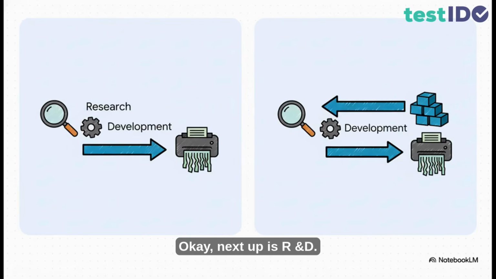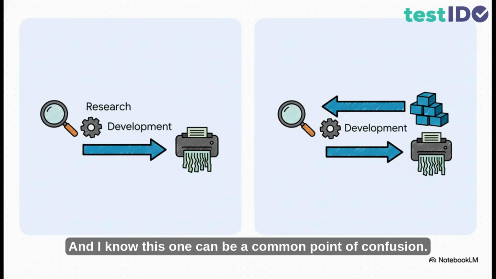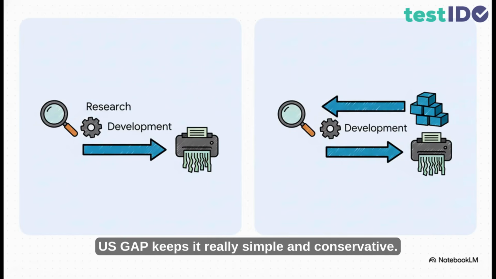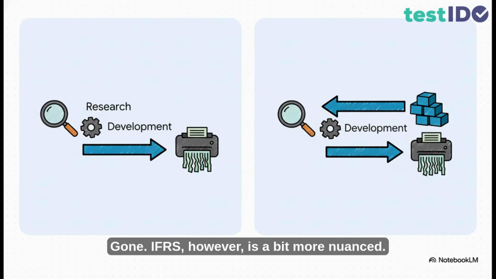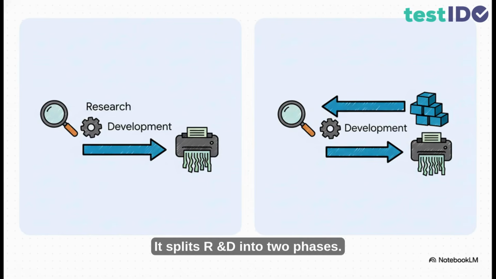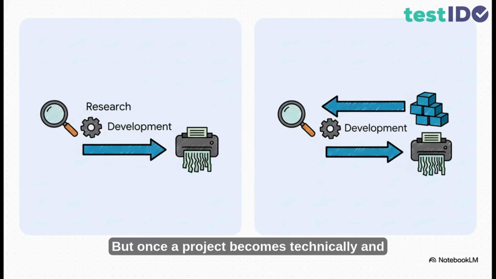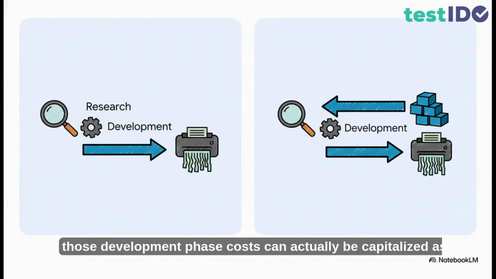Okay, next up is R&D, and I know this one can be a common point of confusion, so let's clear it up. US GAAP keeps it really simple and conservative. All research and development costs, they're expensed immediately, gone. IFRS, however, is a bit more nuanced. It splits R&D into 2 phases. The research phase costs are expensed, just like GAAP, but once a project becomes technically and commercially viable, those development phase costs can actually be capitalized as an asset.